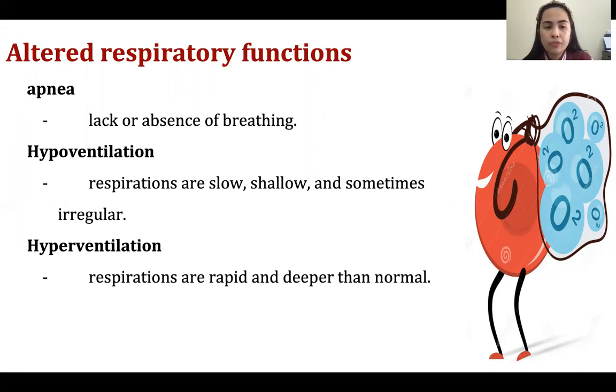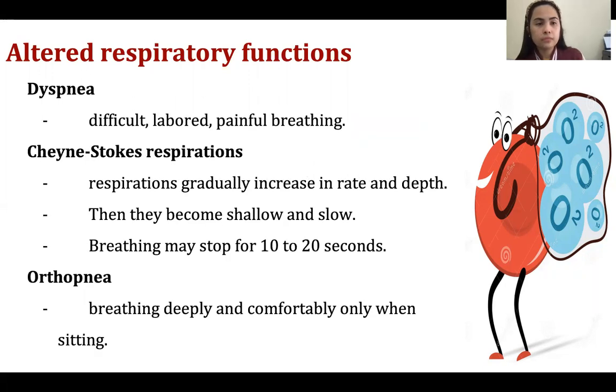Then you have also hypoventilation and hyperventilation. When you're talking about hypoventilation, the respiration is slow and shallow, like this, very shallow breathing. That is hypoventilation. Hyperventilation is rapid and deeper breathing, like this. So that is hyperventilation. So dyspnea, this means difficult or labored or painful breathing.